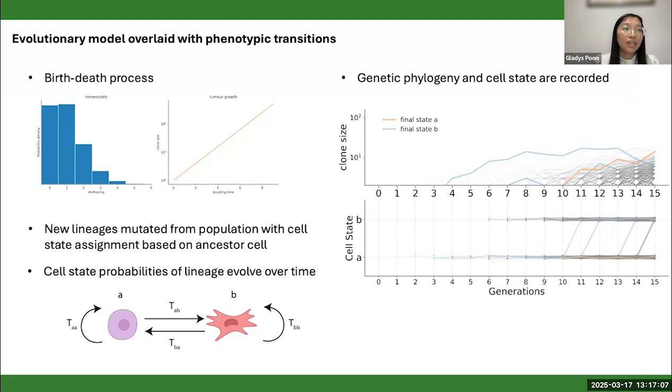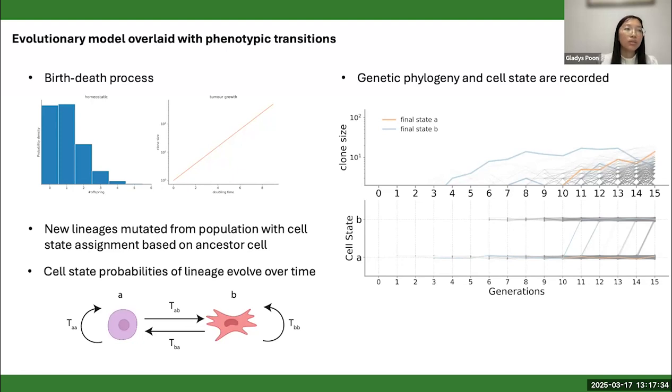There is a cell state assignment happening whenever such a mutation occurs, and this is where the explicit modeling of phenotypic transition comes in. For every cell, there is an associated cell state factor, which has a dimension that is equivalent to the number of states. For now, it is n equals 2, and this cell state factor starts off being (1, 0) or (0, 1).